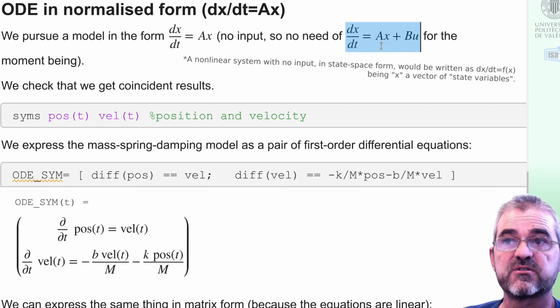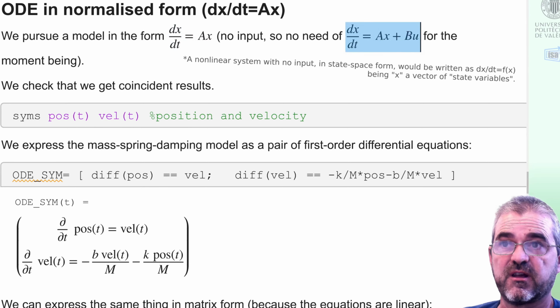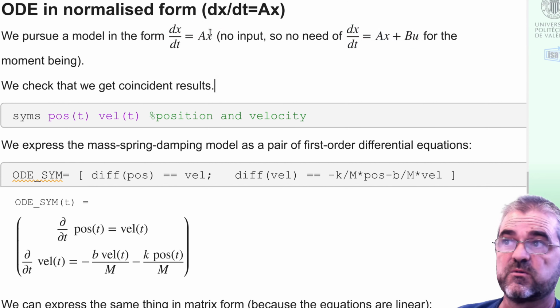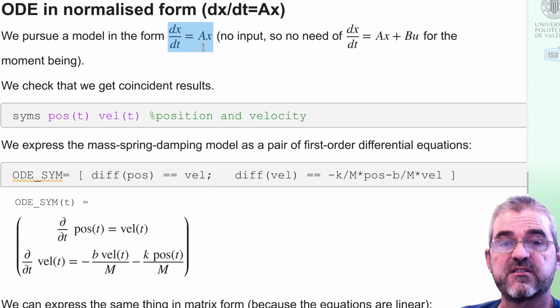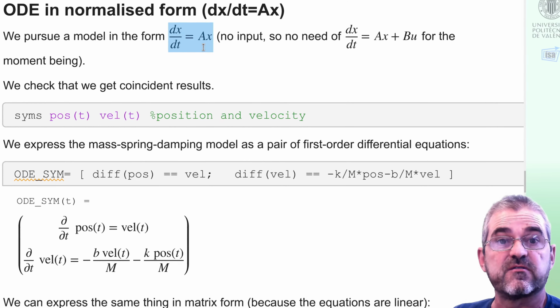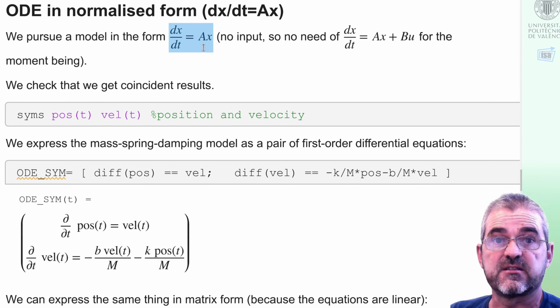Well, in many textbooks we have this expression, but as we will just compute a free response, with no input excitation, then this will be 0, so things will be simpler. So how do we write the mass spring equations in this way? Instead of writing the acceleration as the second derivative of position, we just need to write the acceleration as the first derivative of the velocity.